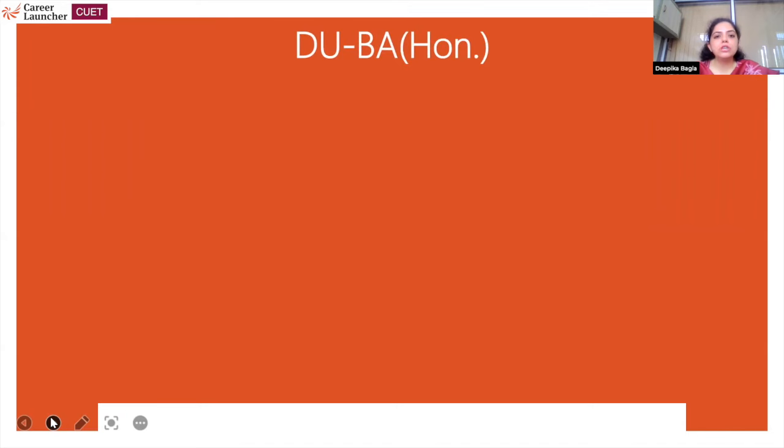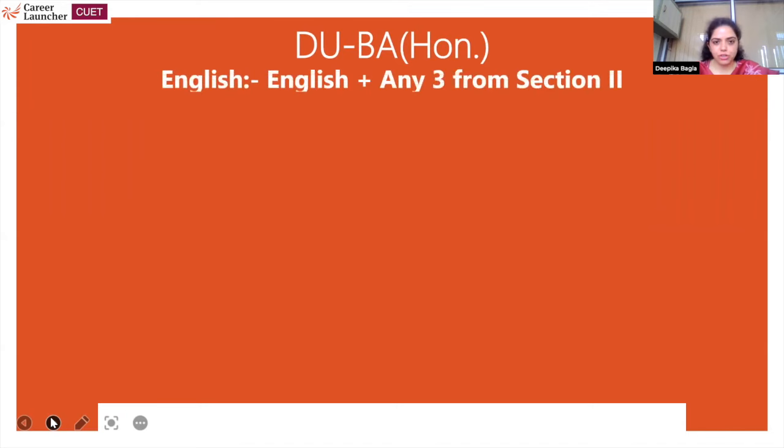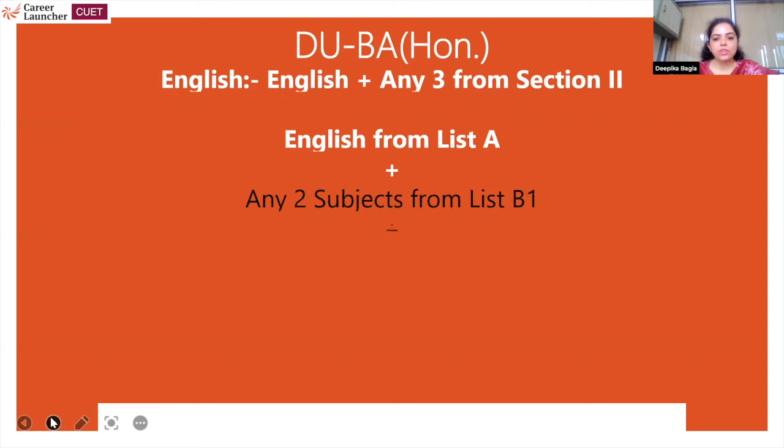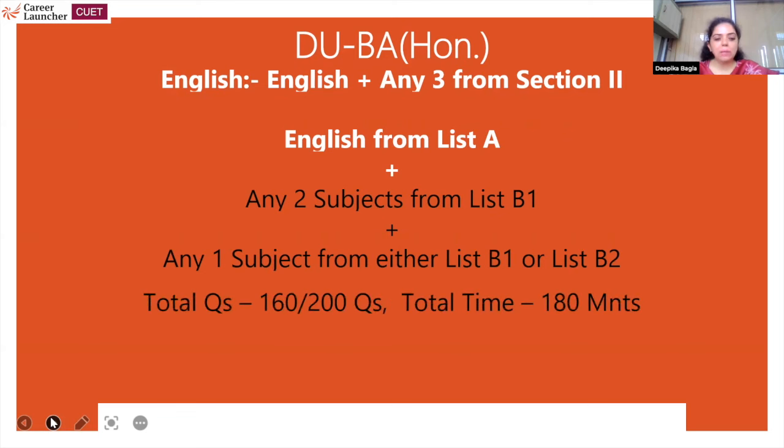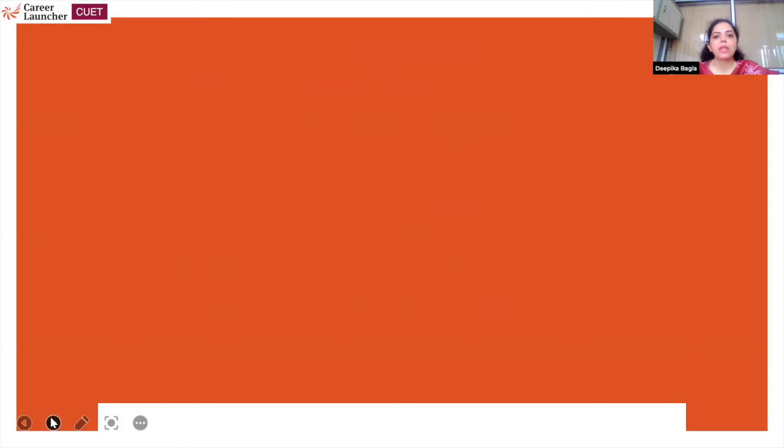So we are talking of DU BA Honors English. For DU BA Honors English, you have to take English from the language section and any 3 from section 2. So it goes any 2 subjects from list 1 and any 1 subject either from list 1 or list 2. Total amounting to 200 questions, out of which you have to do 160, and the time will be 180 minutes.